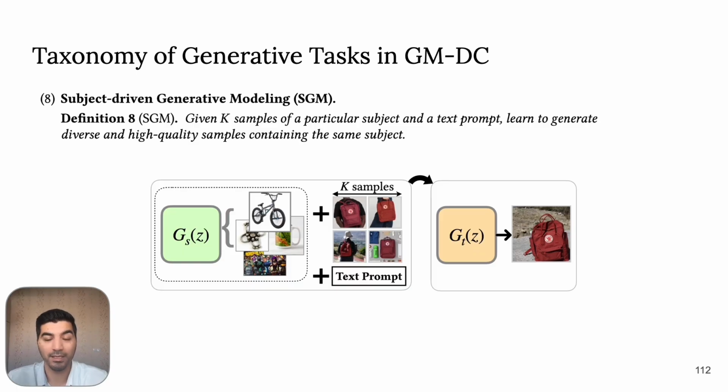In addition to that, we have K samples of a particular subject. As an example, we have K samples of a particular backpack here. And then we have a text prompt that describes our desired image output. And the objective is to learn to generate diverse and high quality samples containing the same subject.